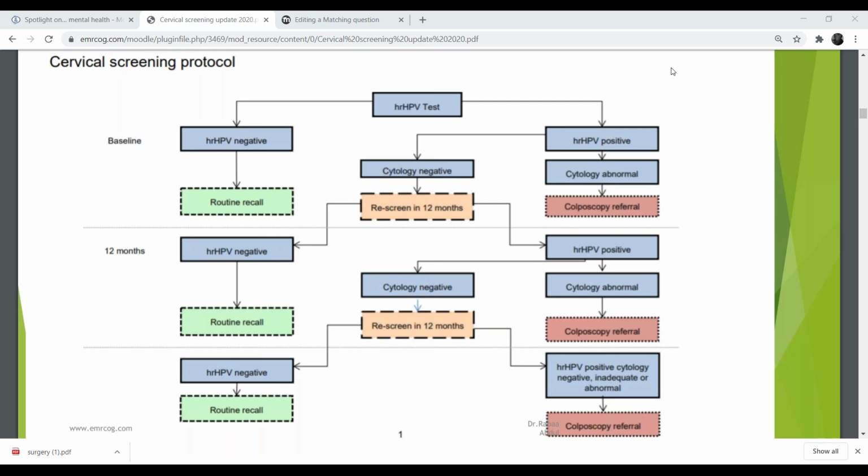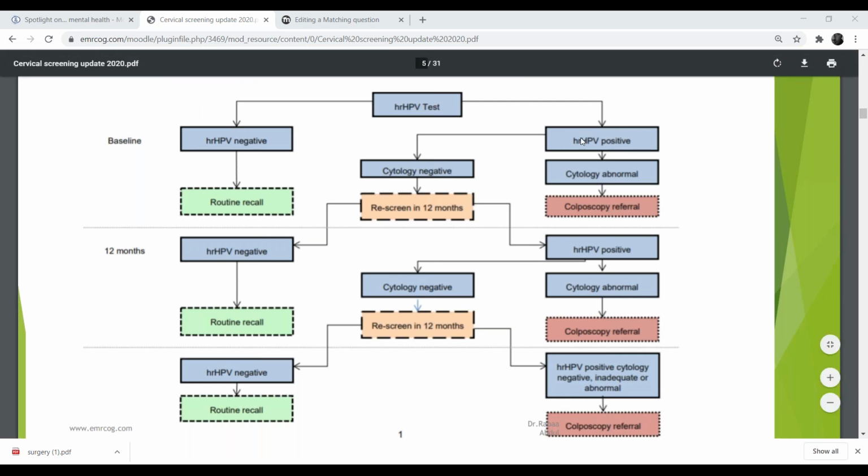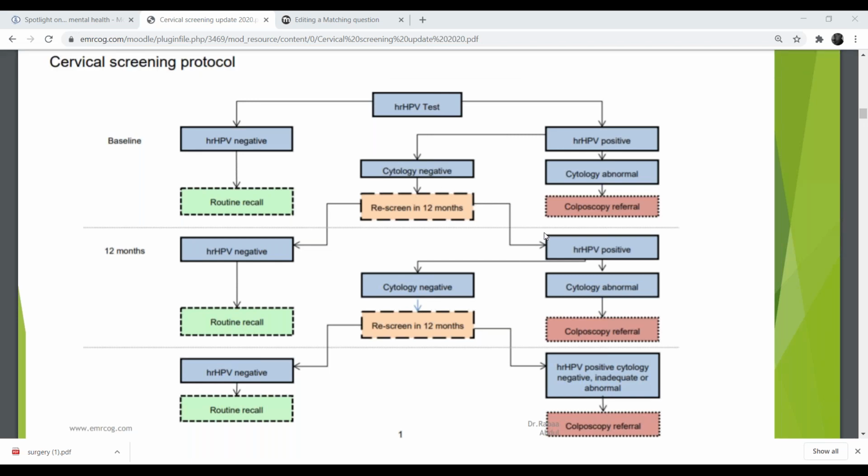Okay, now I repeated the HPV testing. It came negative. Routine recall, normal follow-up. First, the patient was having HPV positive. Her cytology came negative. I offered her rescreen in 12 months. Okay? HPV came negative after the 12 months. So, routine recall. Okay? Thank you very much.